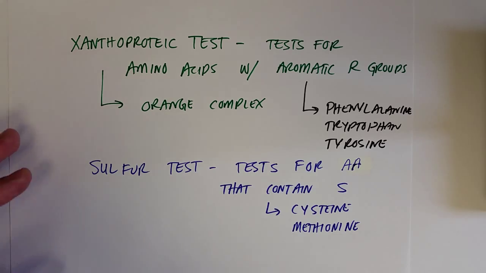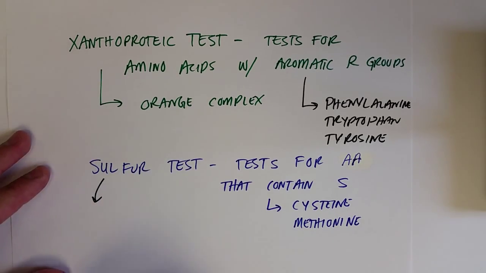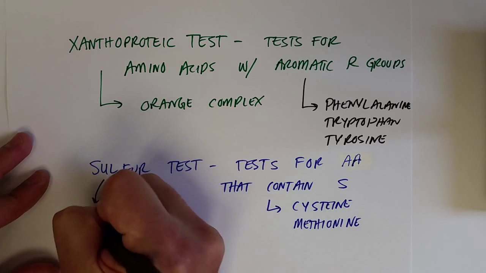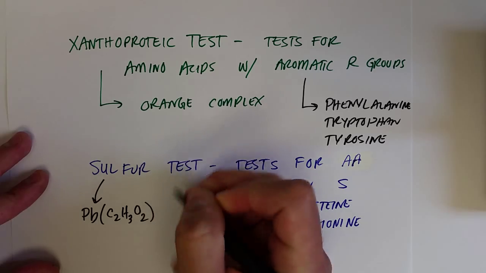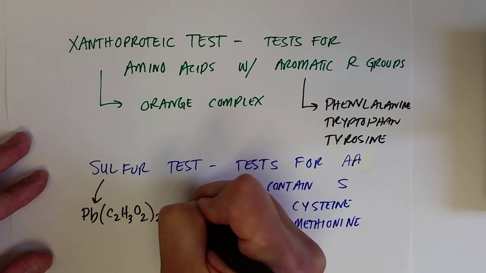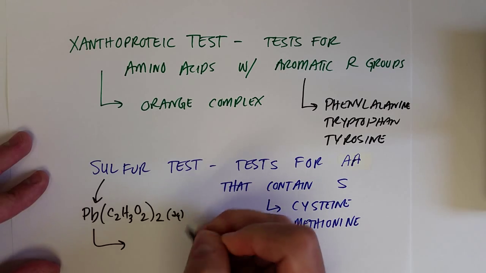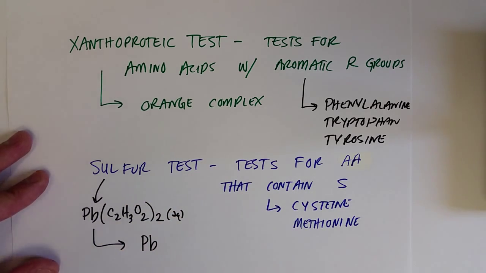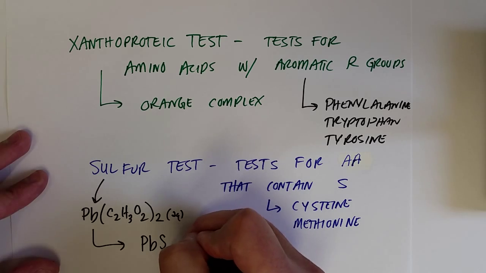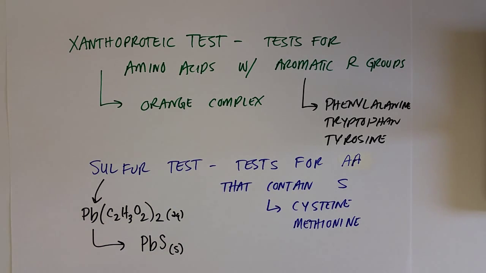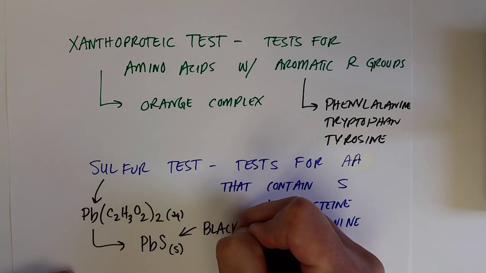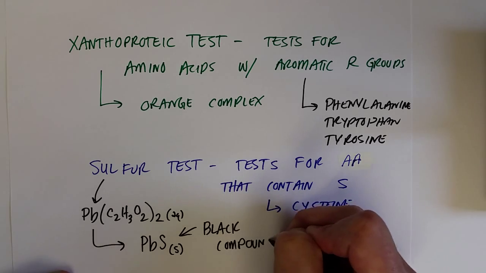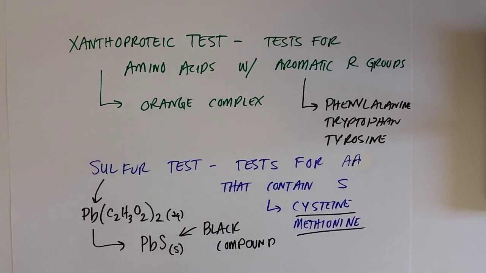Now the complex it forms is actually an inorganic solid compound. You use lead acetate, which is soluble, lead-2 acetate, and react with the amino acids. And if the amino acids have sulfur, this will form the lead-2 sulfide precipitate. And it's a black compound. And so if that black compound forms, you know you have an amino acid with sulfur in its R group, such as cysteine or methionine.